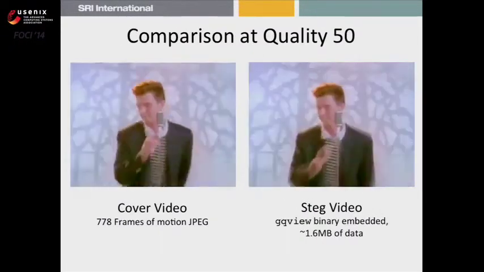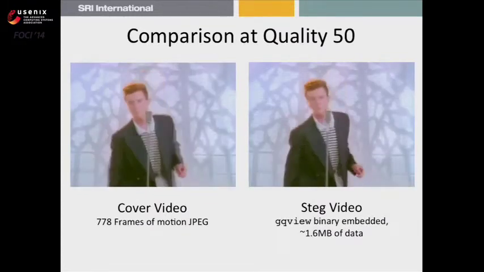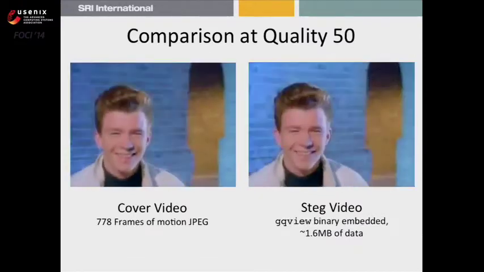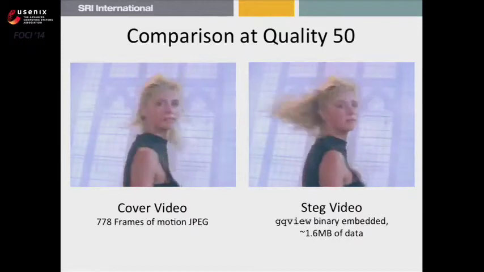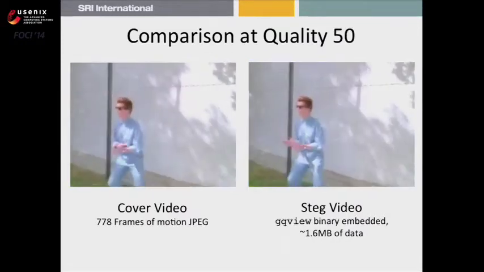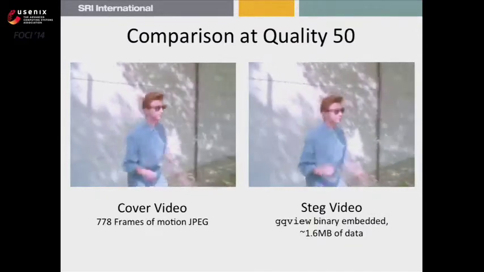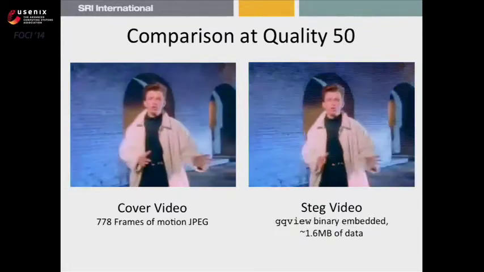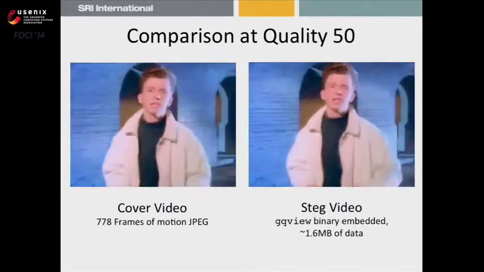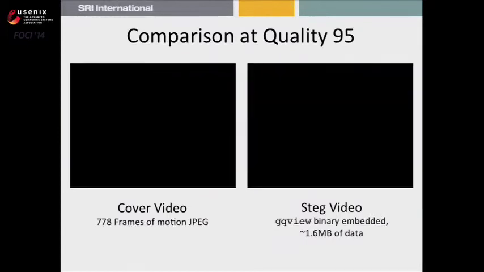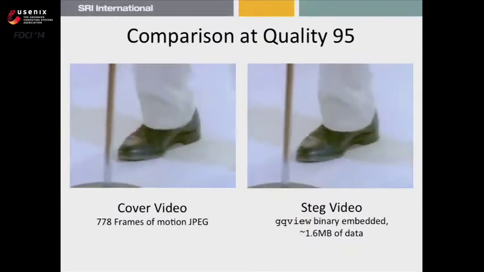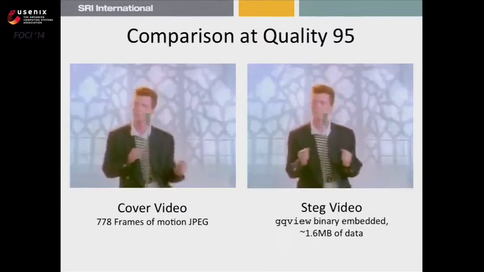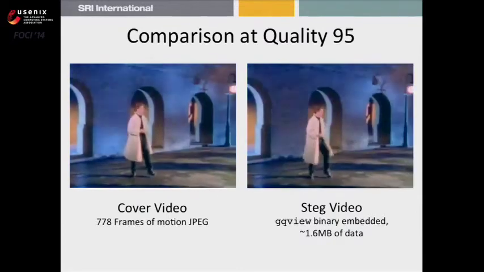So here we've got an example on the left, the cover video with nothing embedded. On the right, you see GQ view is embedded there, so you can see the artifacts. This is at quality 50. If you look carefully, you might see some stuff going on there, but it varies a lot, so it's not a static pattern. If I can go on, I can show you at quality 95 now. If you look on the right-hand side, it's much harder to see anything in there. So the question is, would an adversary, or even just a social media site, what quality level are they going to shoot for?